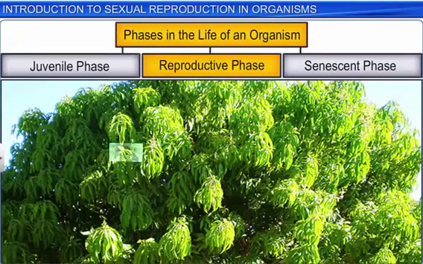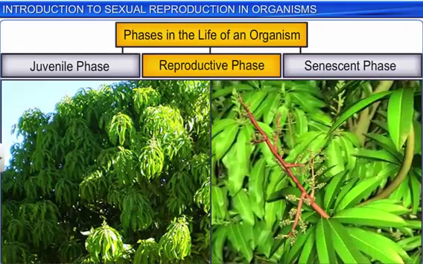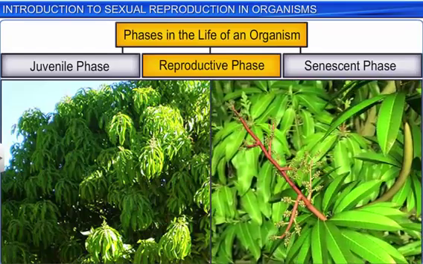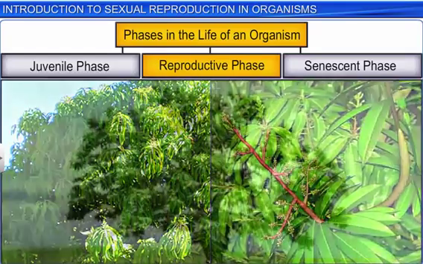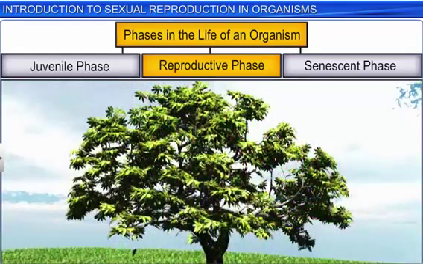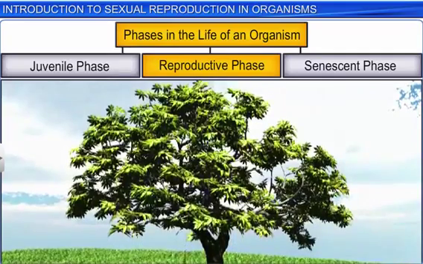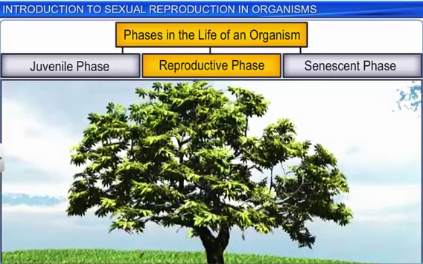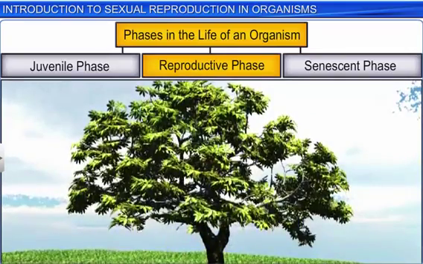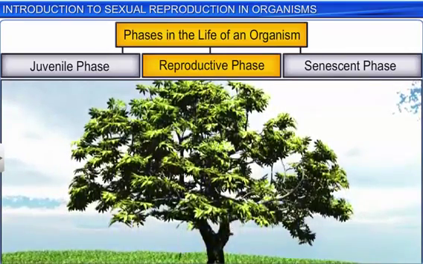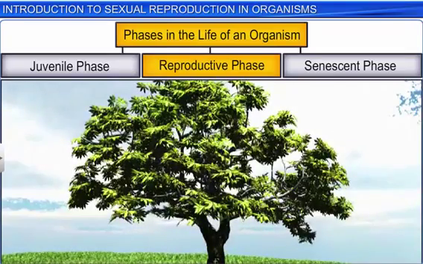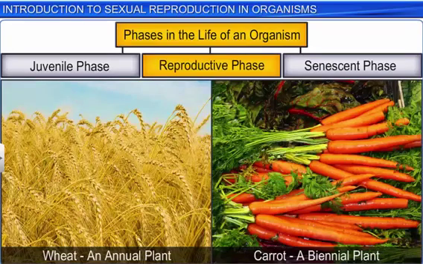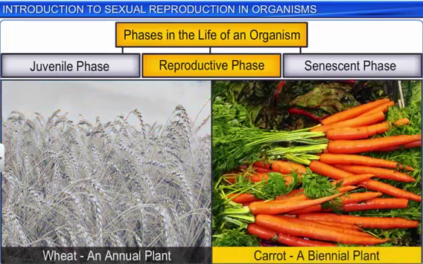Interestingly, in the case of mango, which also happens to be a perennial plant, it is very difficult to define the various phases of life. That's because perennials, which have a long reproductive phase, keep shedding their leaves throughout the year or once a year in winter. The shedding of leaves can be misinterpreted as a sign of the senescent phase. However, it is easy to identify the phases in the case of annuals and biennials.